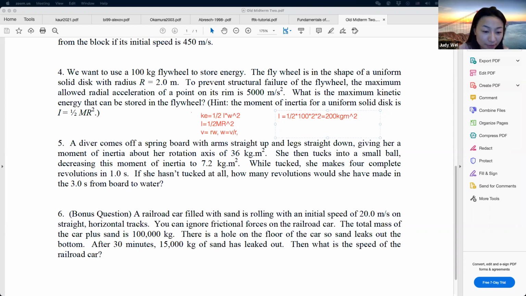So we have to find the equation for radial acceleration. And we can find the angular acceleration, square of angular speed.